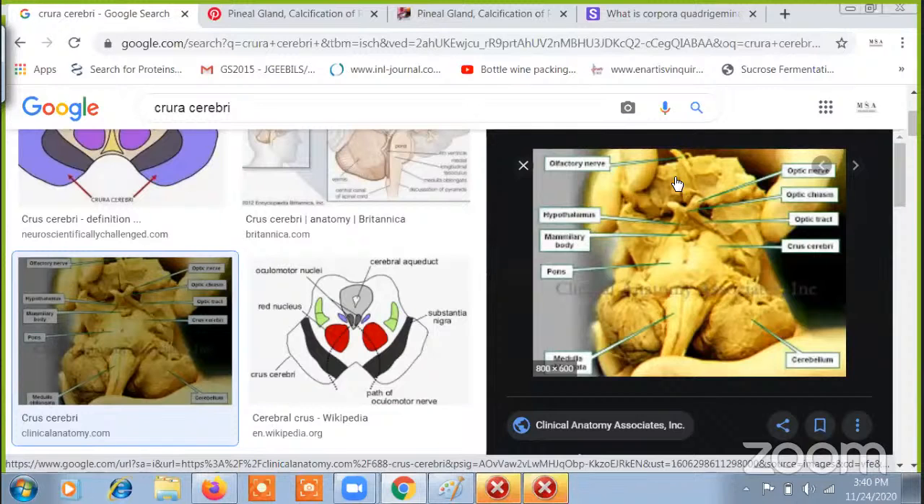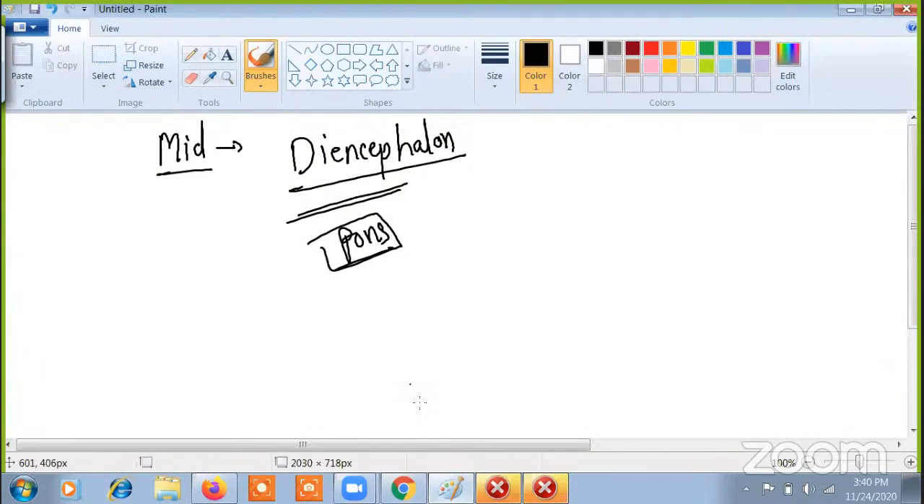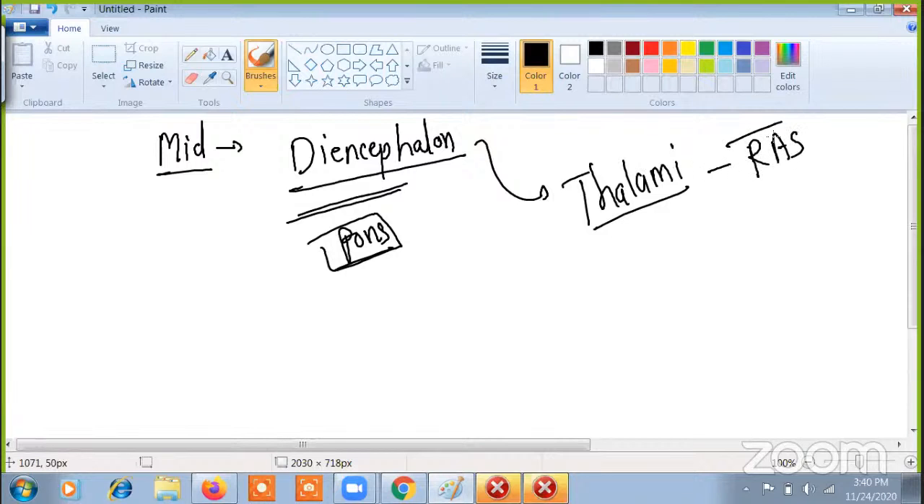Right. So what was the function of thalami? थॅलामीचं काय फंक्शन पाहिलं होतं? Thalami was a part of the diencephalon and thalami was forming the reticular activating system.